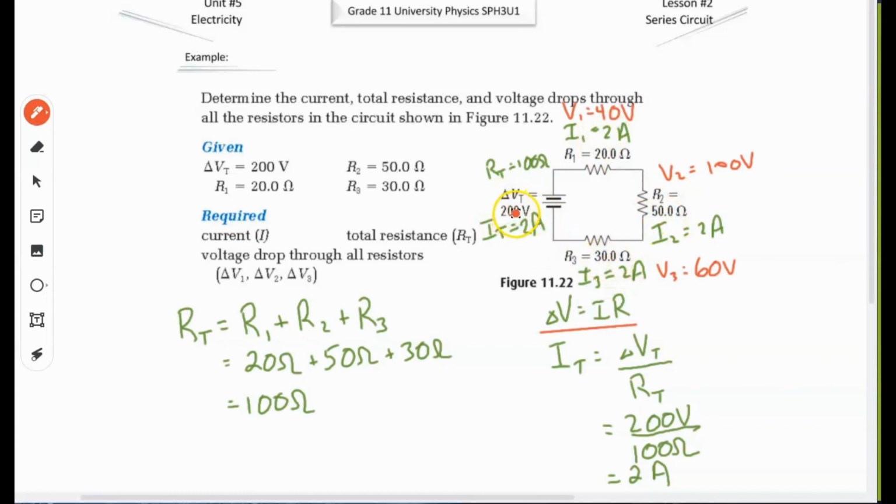So 200 should equal 40 plus 100 plus 60. In this case, it does, right? 40 plus 100 plus 60 is 200. So that's a check we can do on our own work to let us know that, yes, it's working. We did it right. Okay? And now we've solved the puzzle. We're done.